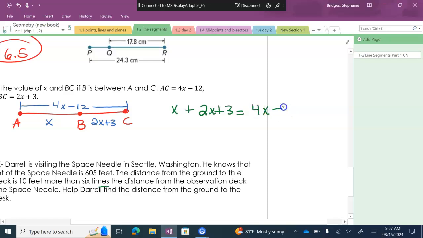There you go. Does everybody kind of see how that works? We took the small one, AB, which they told me was x. Then we took the other small one, BC, which they told me was 2x plus 3. And we set it equal to the large one, which they told me was 4x minus 12. Does everybody agree with that? I gotta do some algebra.